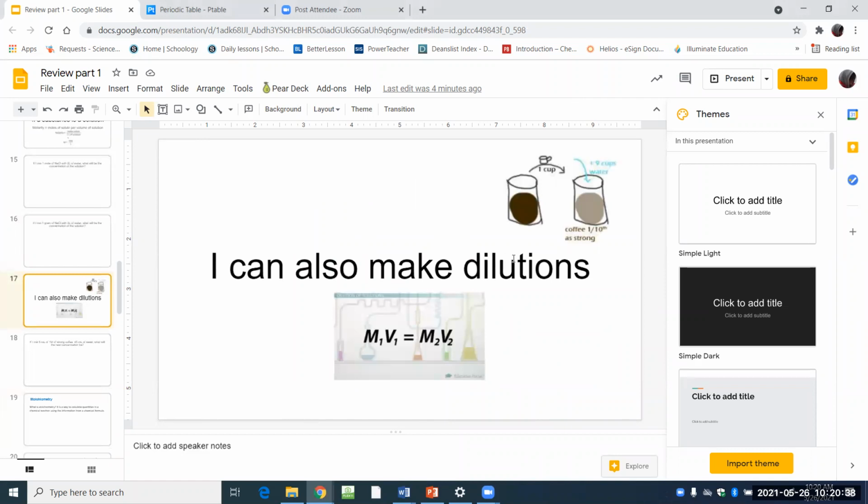All right, and finally, we can also make dilutions. So dilutions involve comparing the concentration of the solution before versus after, right? Here's an example. If you have a strong coffee, you might take a little bit of the coffee and add some water to it, and you make it more dilute, right? So that's the analogy here.